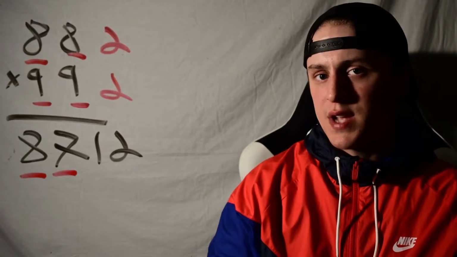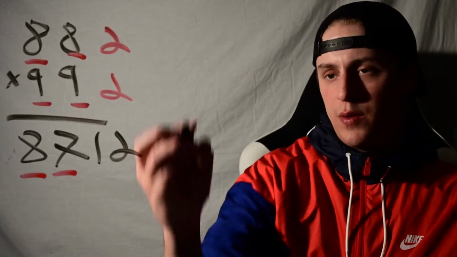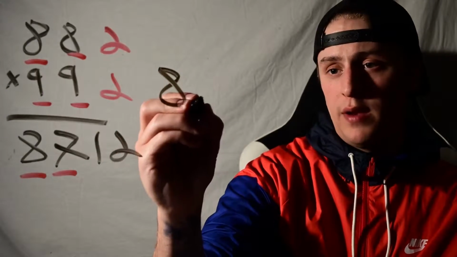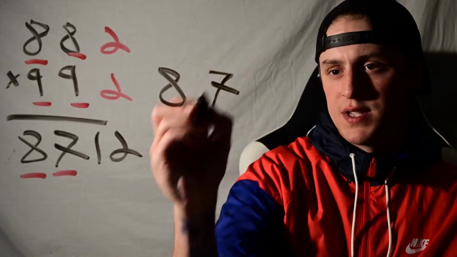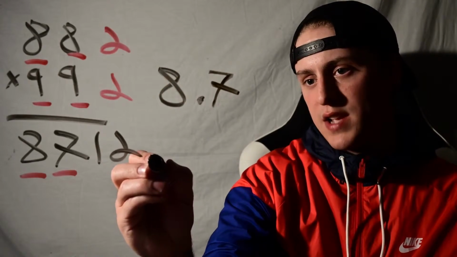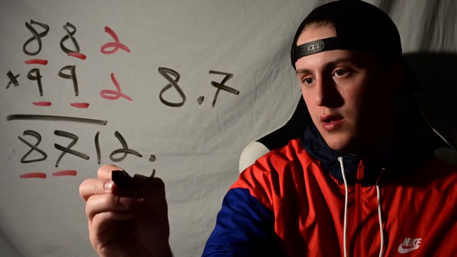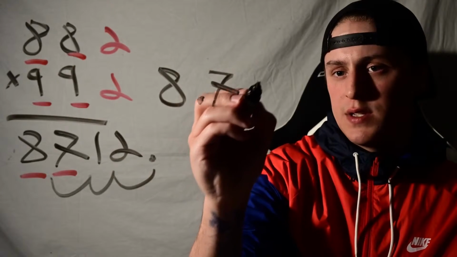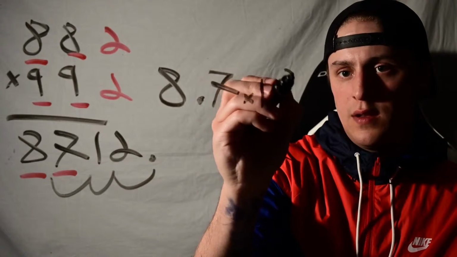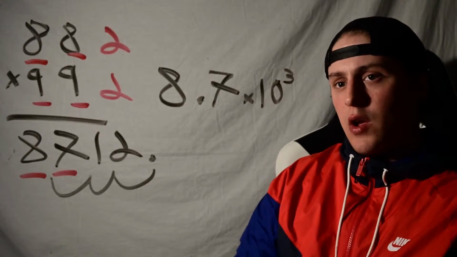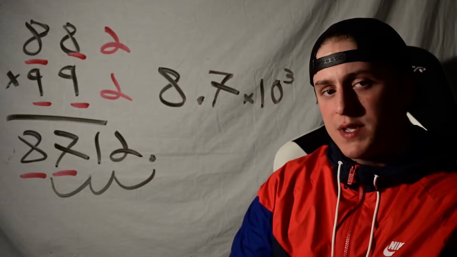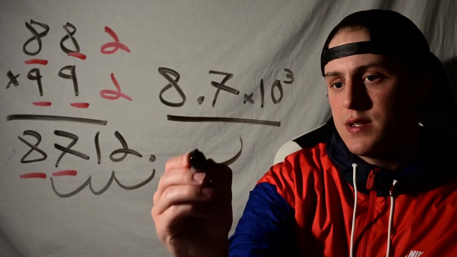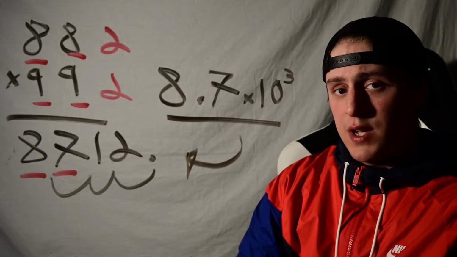Now we want to put this in scientific notation. So what we do is we take our 8 and we add a point. We're going to put our 7 here. And we're going to take our decimal point and move 1, 2, 3 places. So we'll rewrite this as 10 to the power of 3. So now you have 8.7 times 10 to the power of 3. And this is the same as this, but in scientific notation.